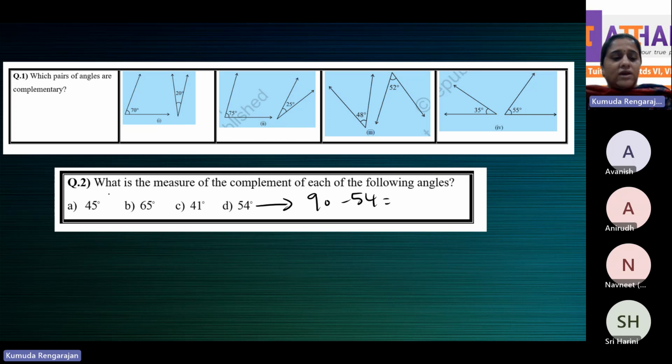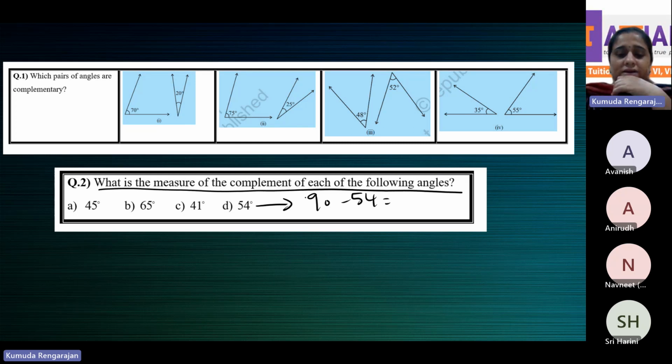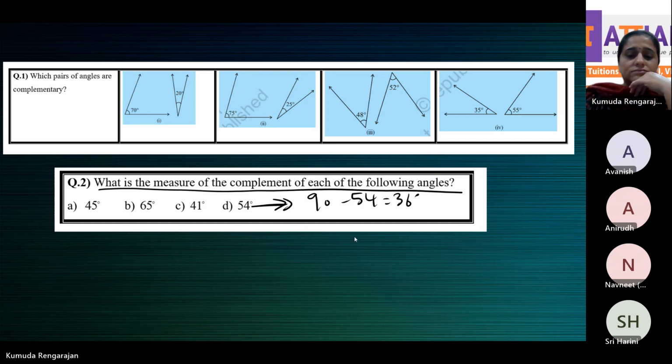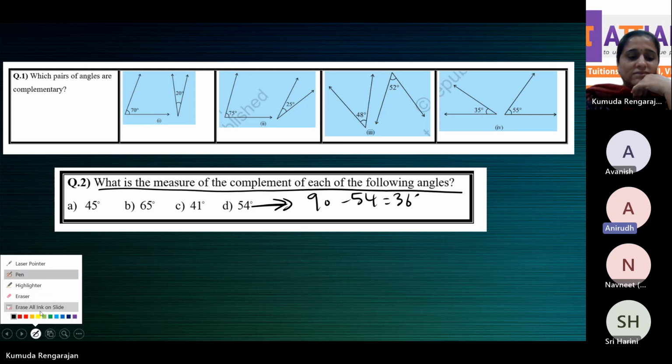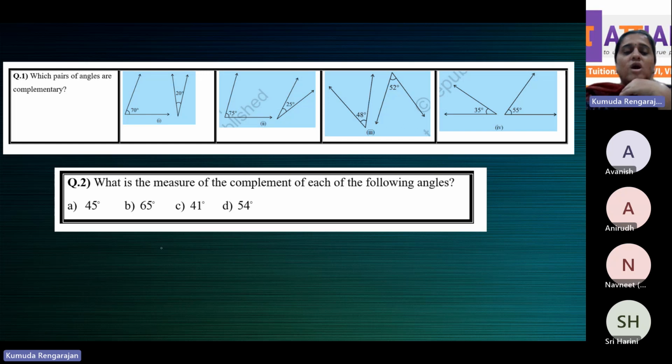Okay. So the heading is, what is the measure of the complement of each of the following angles? So the complement of 54 degrees is 90 minus 54, 36 degrees. Ma'am, next one is 49, 41 degrees. Okay. So how do you find the complement? 90 minus the given angle. 90 minus the given angle will give you the complement.